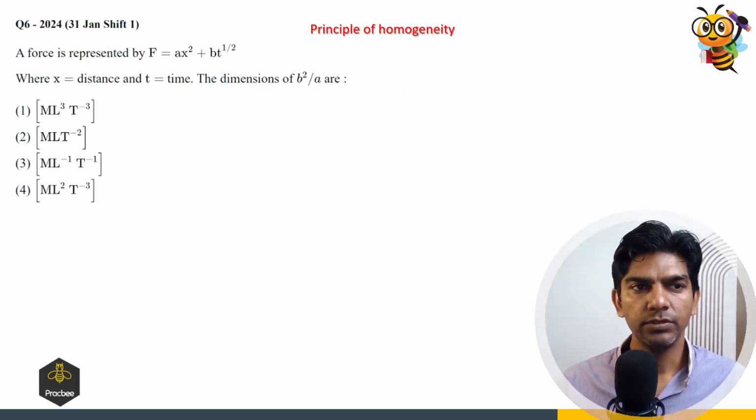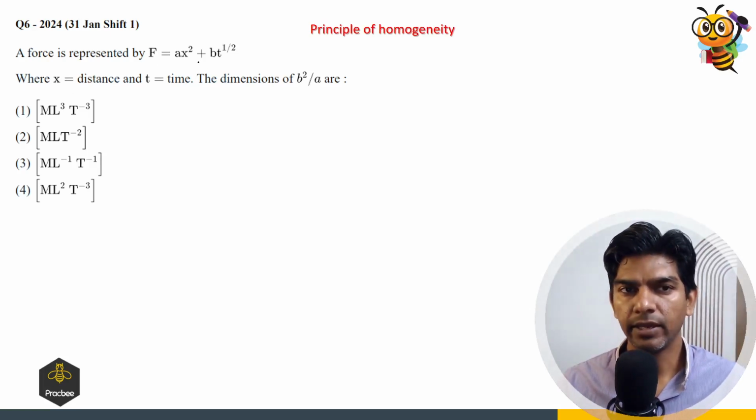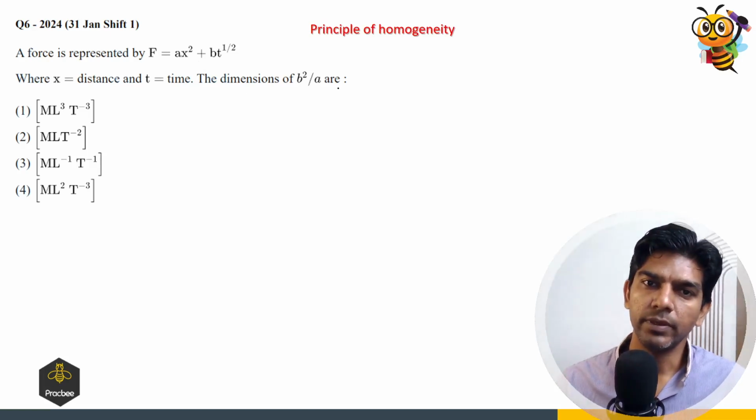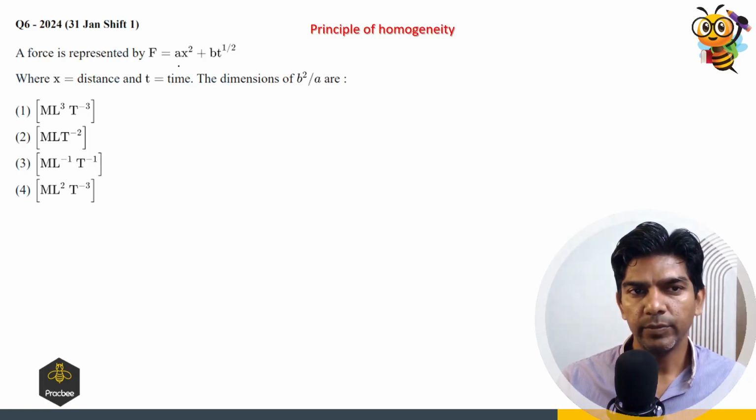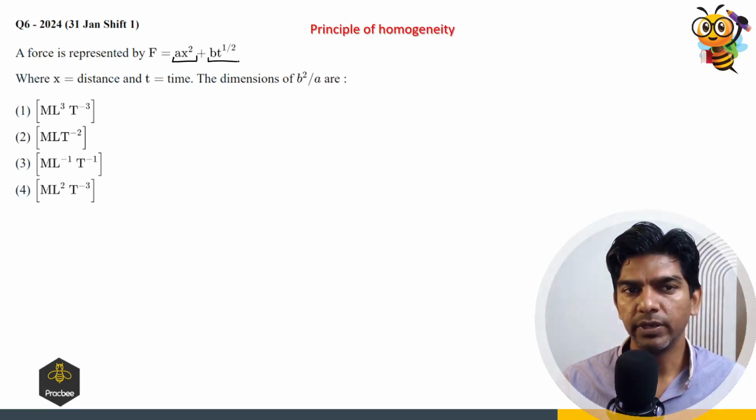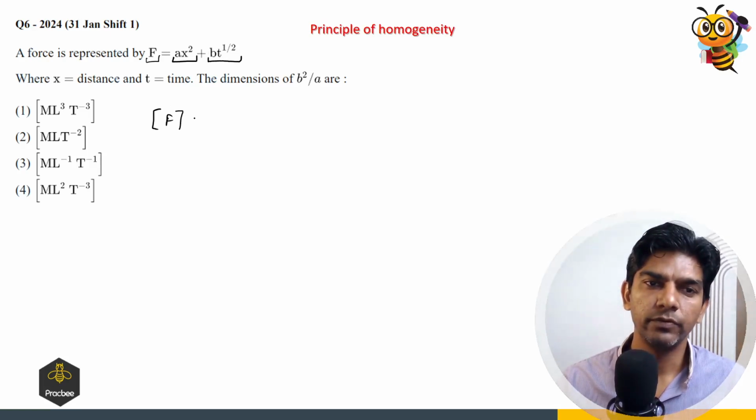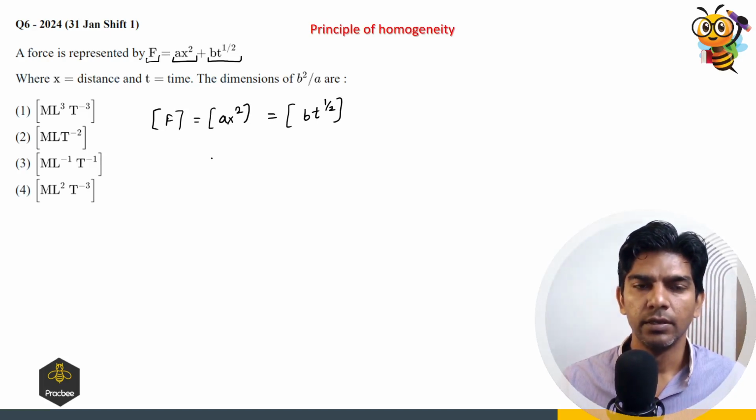Now let us see this question. Based on the same problem type, a force is represented by F, which is ax square plus bt raised to power 1 by 2, where x is distance, t is time. The dimension of b square by a. So the dimension of ax square should be same as the dimension of bt raised to power 1 by 2, and their dimension should be same as the dimension of force. So dimension of F will be same as the dimension of ax square will be same as the dimension of bt raised to power 1 by 2.